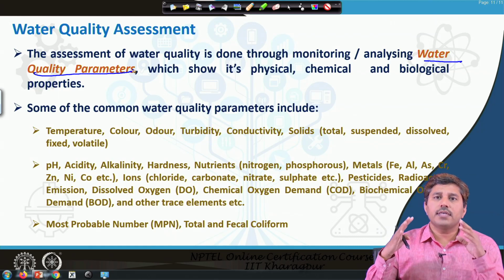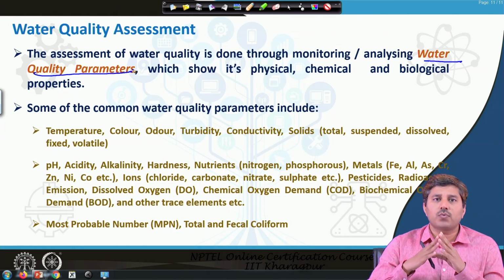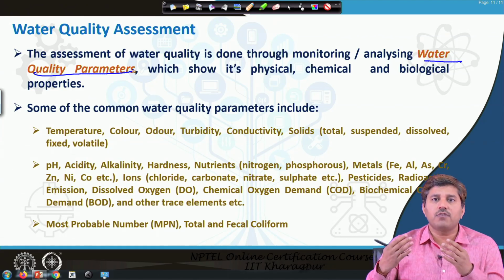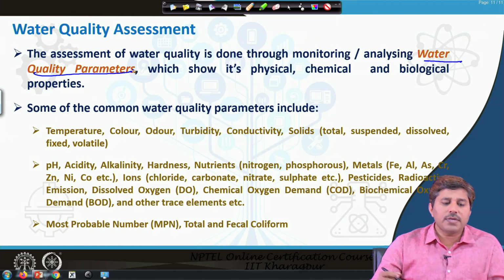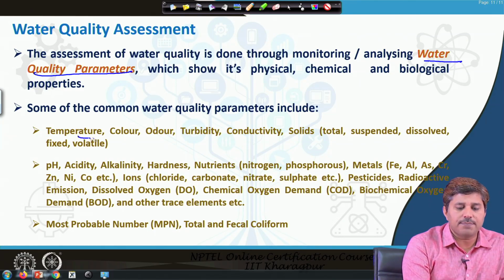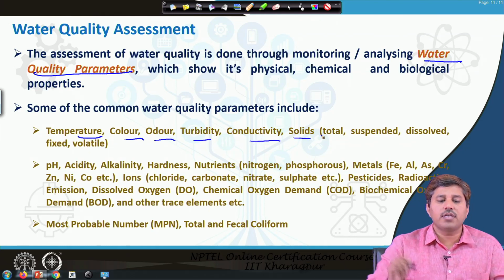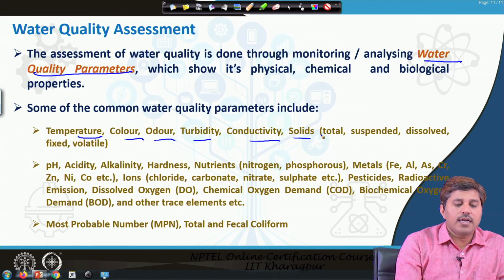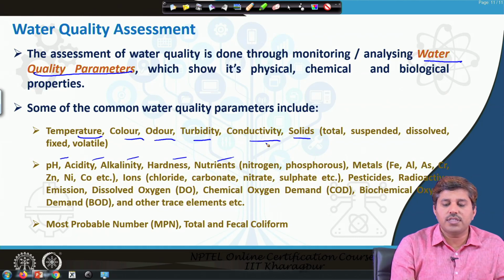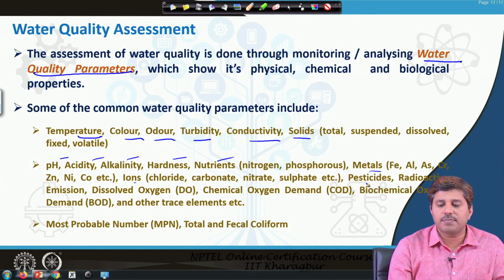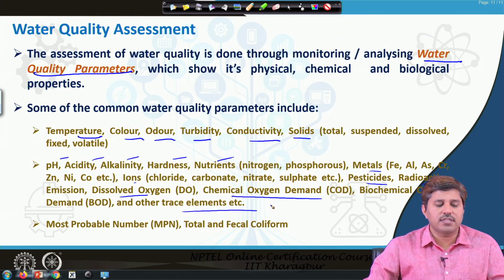So, there is no specified list of water quality parameters, but there are certain common water quality parameters which are more popular or more frequently used. These parameters include the temperature, color, odor, turbidity, conductivity or electrical conductivity, then solids, different types of solids, then various chemical parameters like pH, acidity, alkalinity, hardness, nutrients, metals, ions, pesticides, radioactive emissions, dissolved oxygen, BOD, COD and various other trace elements.